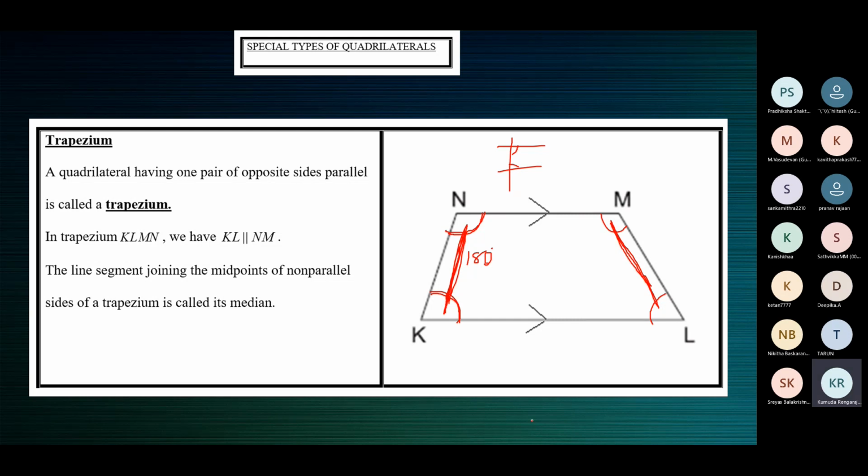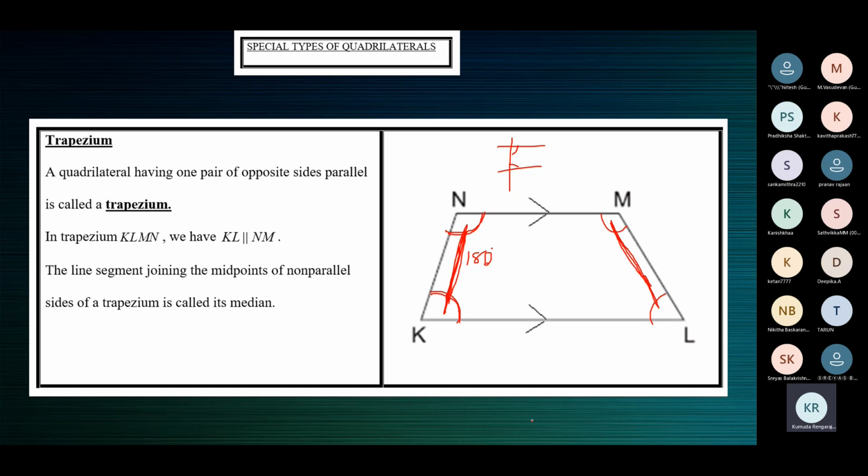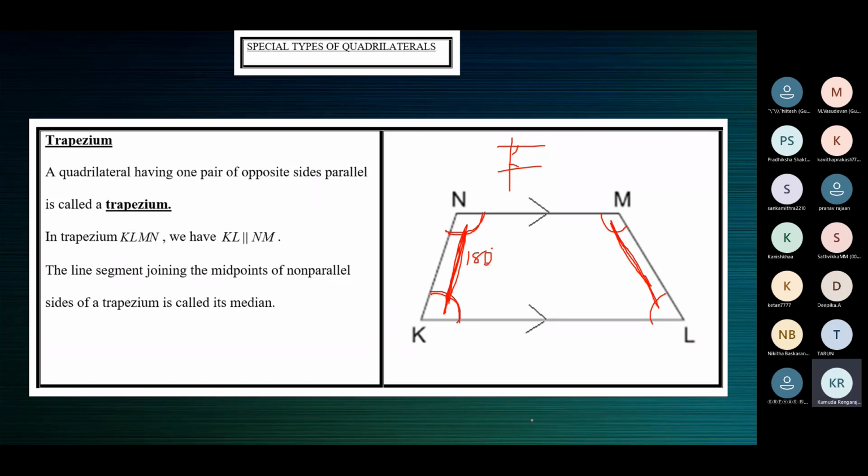So what is the property we were just talking about in a trapezium? How many pairs of adjacent angles are supplementary? Two pairs. See the figure there. Two pairs are marked here. This and this, because parallel. See parallel lines, children.